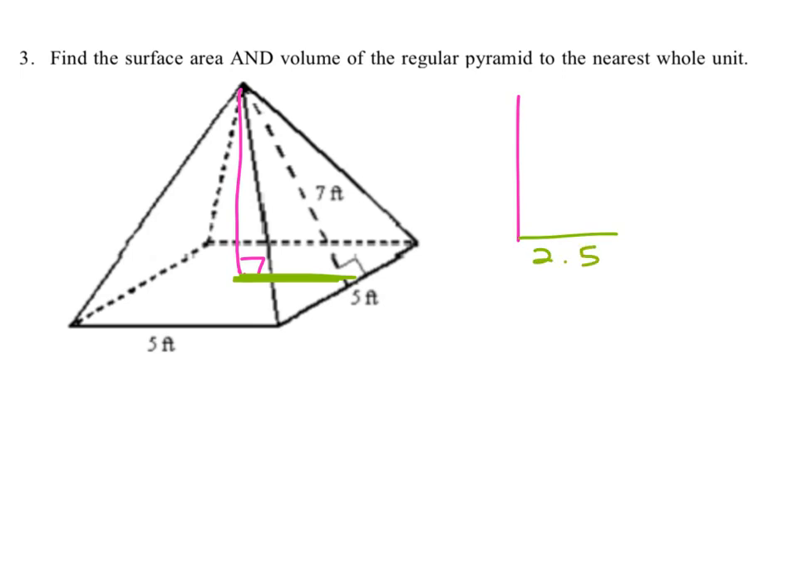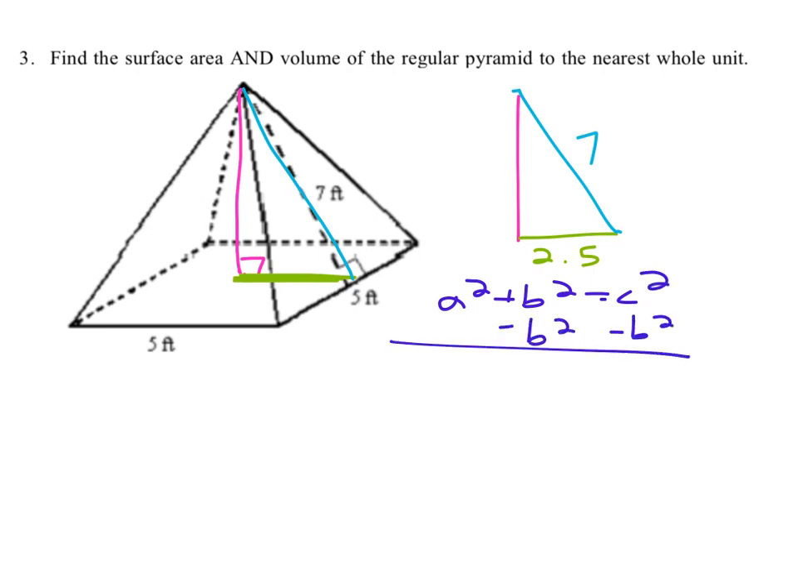And of course, we've got this slant height here of 7. So how do we solve this? Well, we've got one of the legs, and we have the hypotenuse. We don't have the other leg. So you can write a squared plus b squared equals c squared. But you can also subtract this away from both sides, and you get the length of a leg squared equals the hypotenuse squared minus the square of the other leg. Then if I square root it, a is equal to the square root of c squared minus b squared.